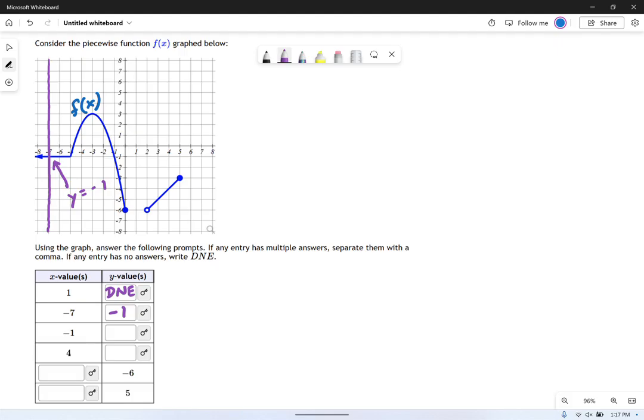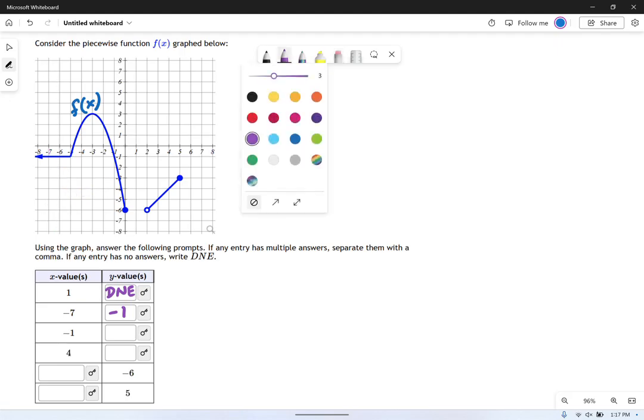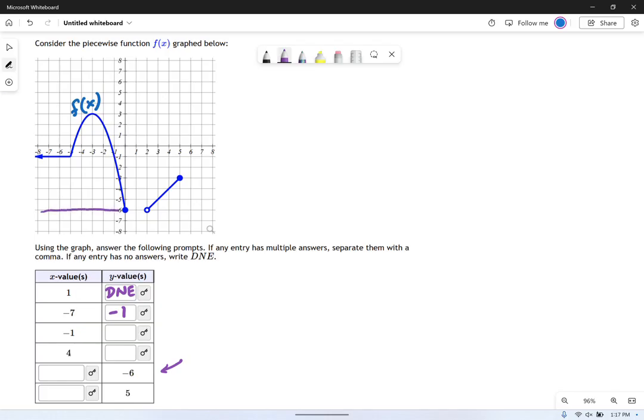I'm going to move on to the y values now, these lower parts, because I think there are some tricks you should be aware of. So if you look at this, I'm going to do this one right here. Negative 6, where does my function equal negative 6? Well, you can imagine drawing a horizontal line and seeing where that intersects with the function. And you might say, oh, I've got 2 spots. One of them is right here, and one of them is right here. Those both have y values of negative 6.